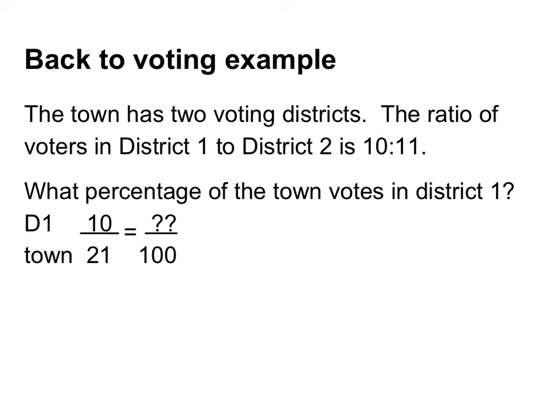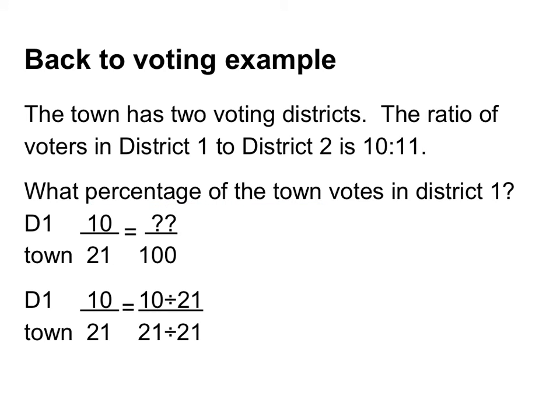So again, I'm doing District 1 to town. So District 1 has 10, town has 21. So I have 10 over 21, and I need to turn that into a percentage. So I need the town to be 100. And I know that because I'm taking a percentage of the town. So of the town is telling me I want that number to be my per 100.